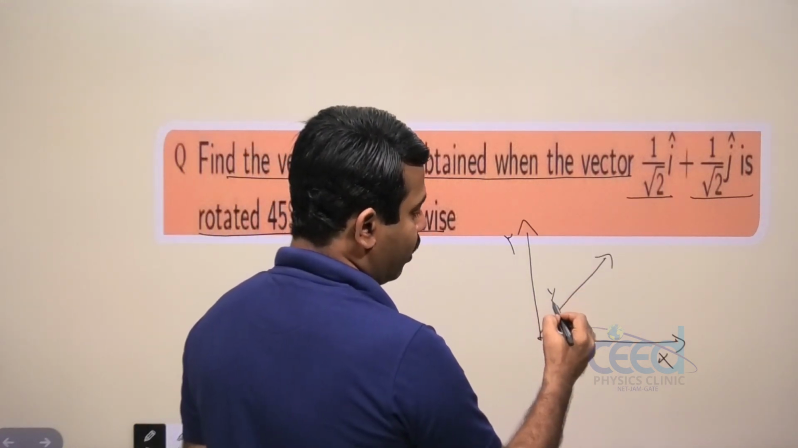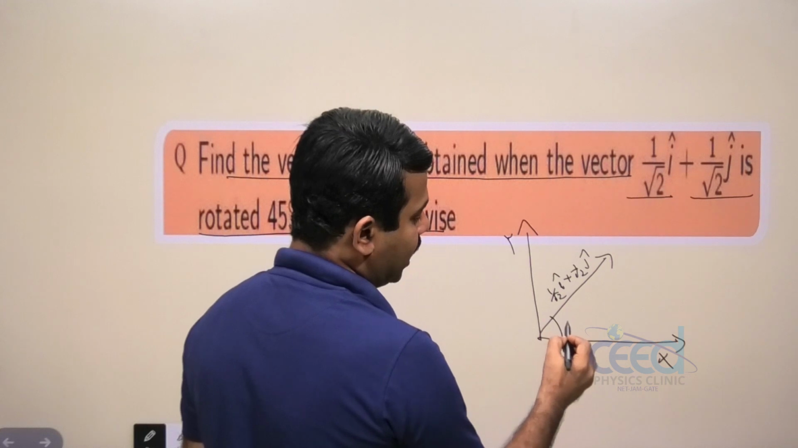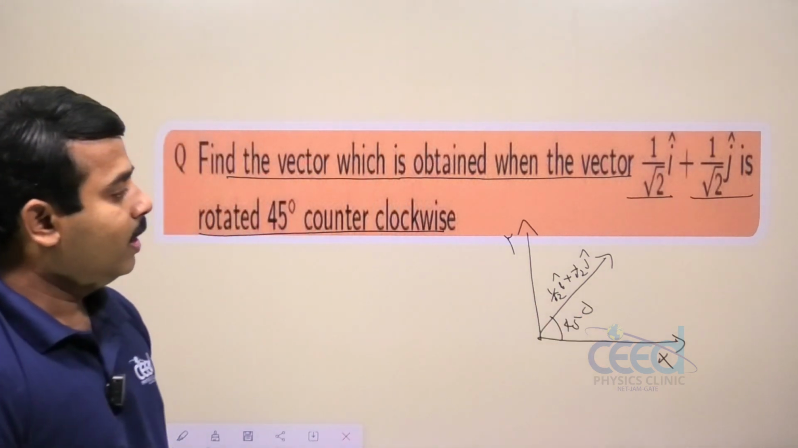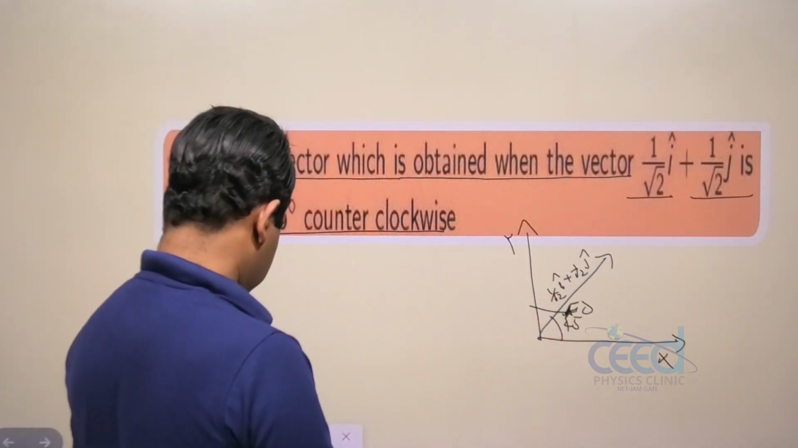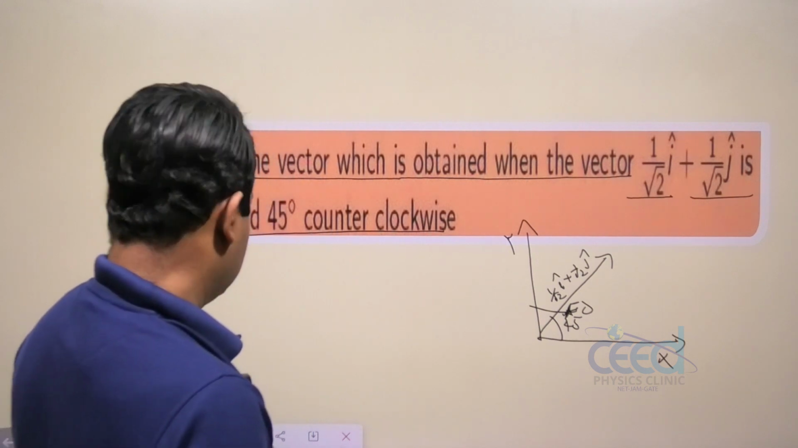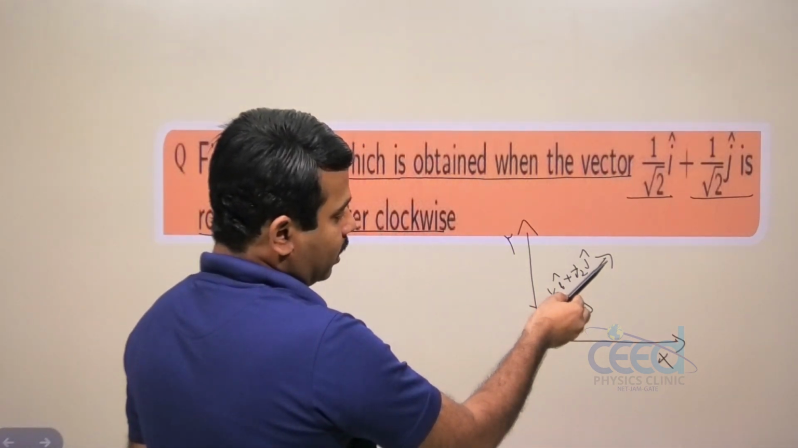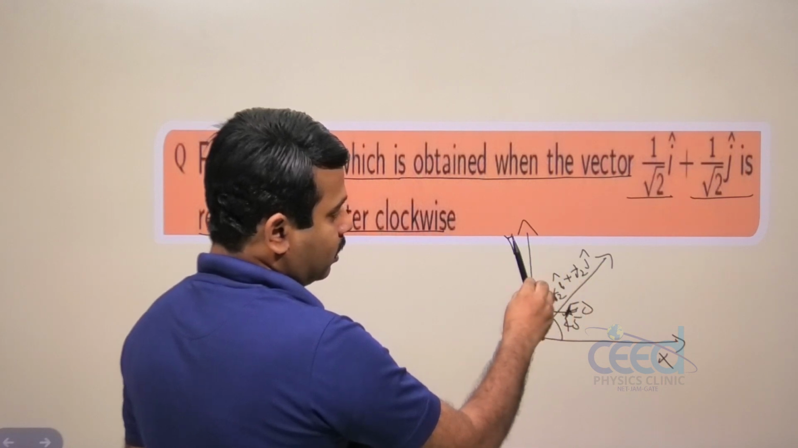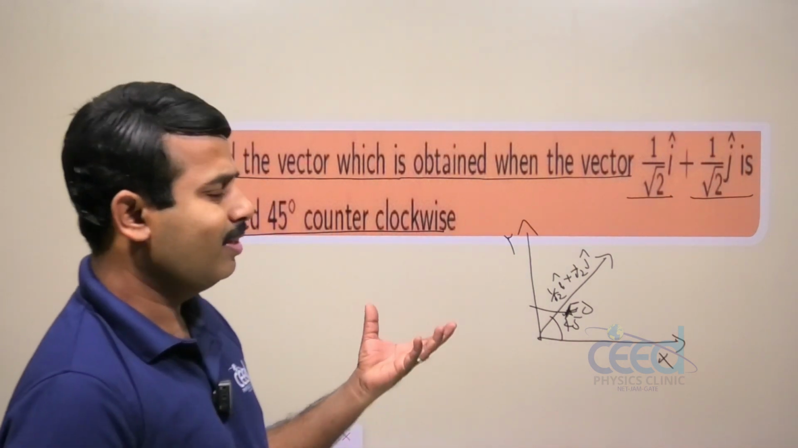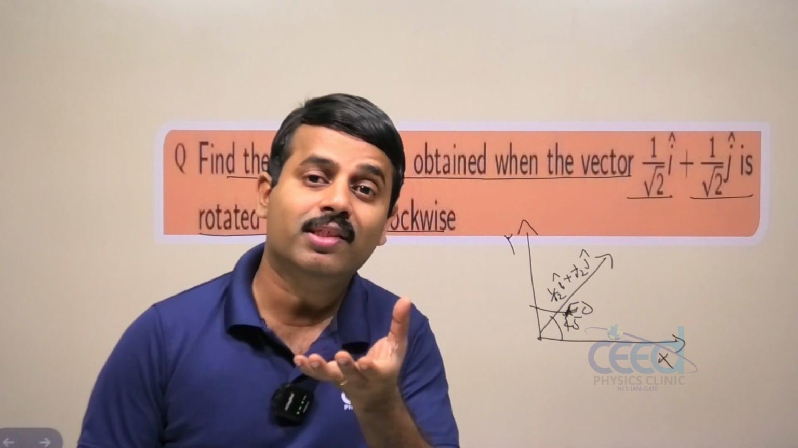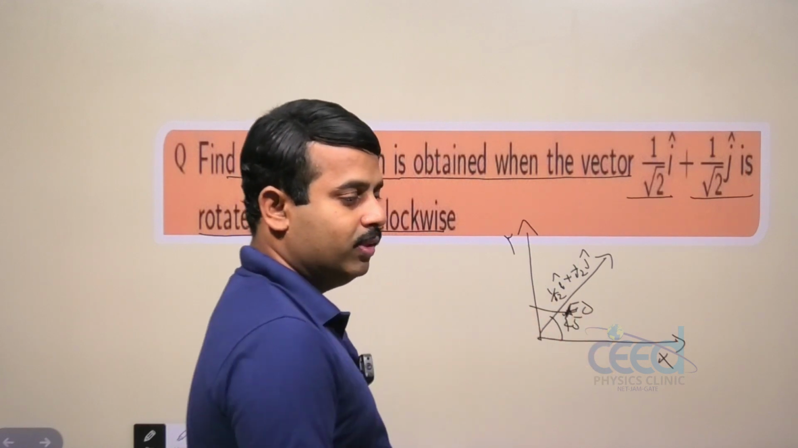This is 1 by root 2 i cap plus 1 by root 2 j cap. That means this angle is 45 degree. Now this vector is rotating anti-clockwise 45 degree. So the vector is rotating, but we are unable to use our formula. We studied the coordinate rotating, right? This x axis is rotating. Like that only we studied.